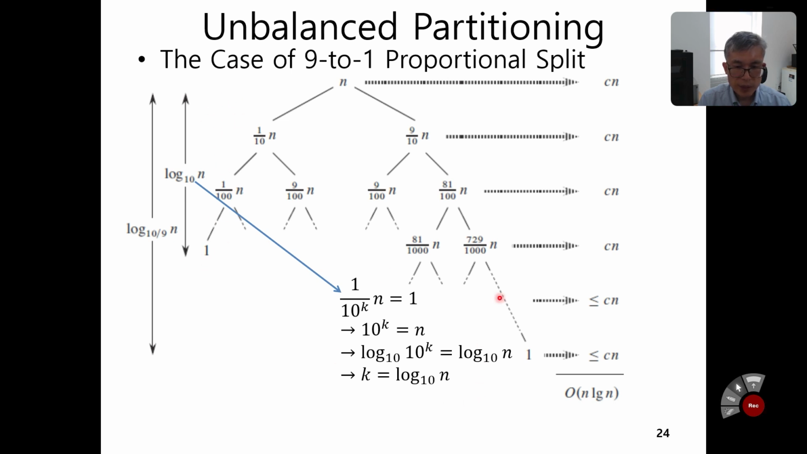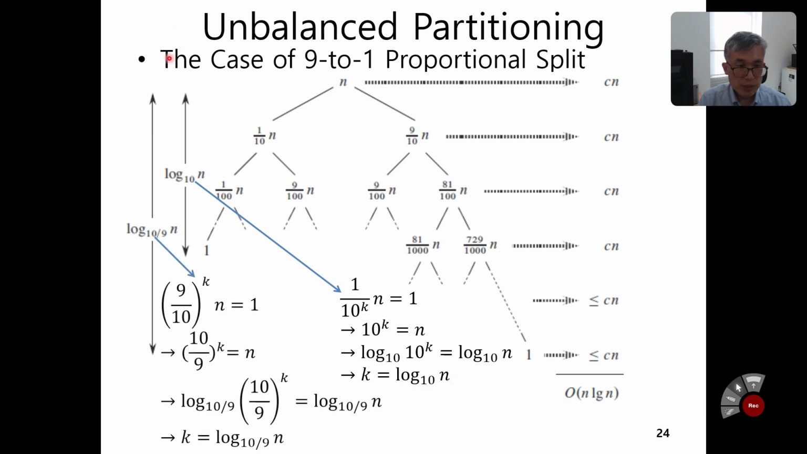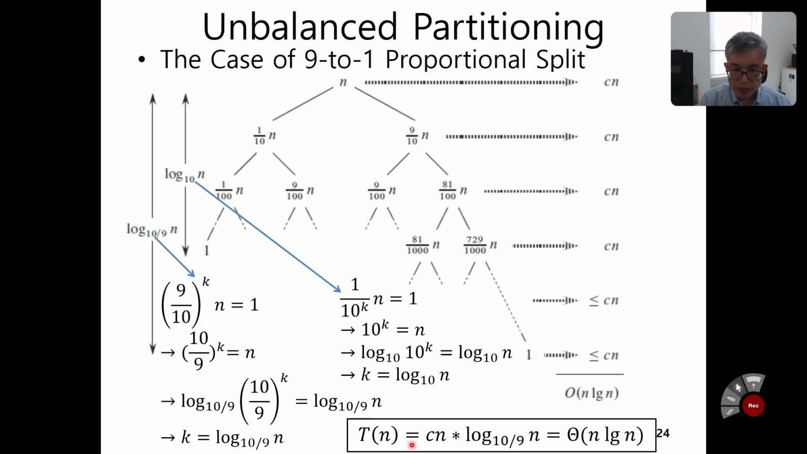We can calculate the depth as log base 10 of n. On the other hand, the deepest one we can calculate as log base 10 over 9 of n. So approximately the number is n log n. So you can see the unbalanced case, not the sorted case, can be accommodated by quicksort.